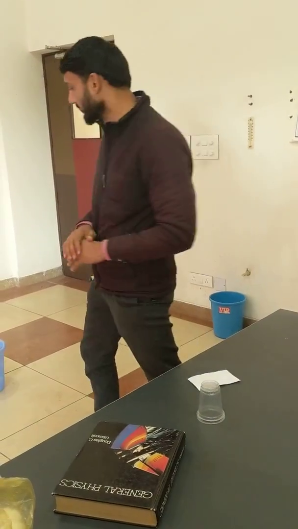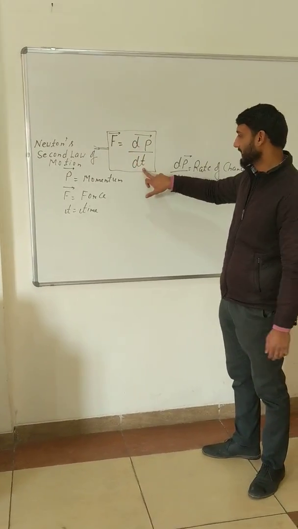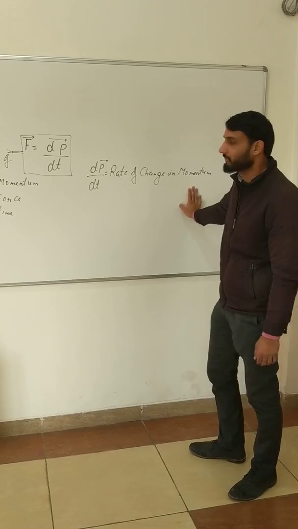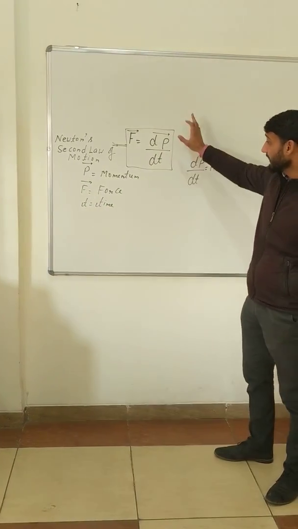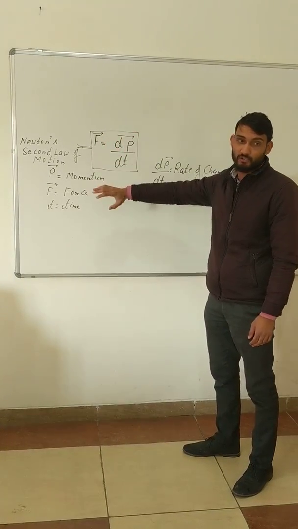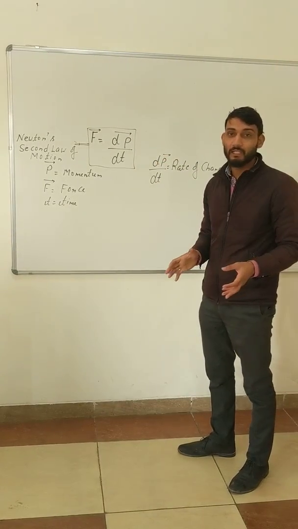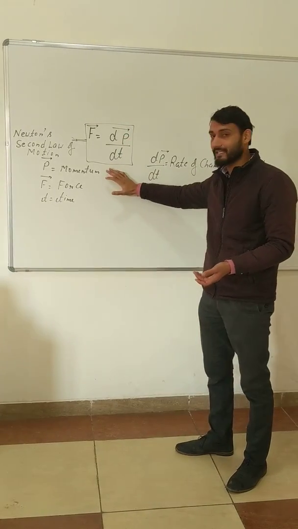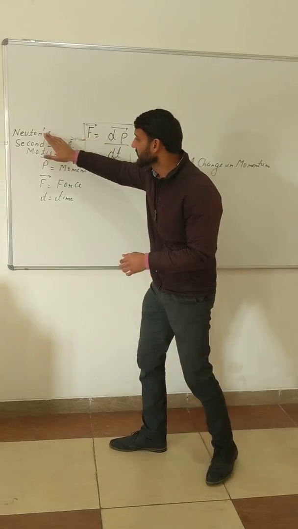Now coming to Newton's second law. For Newton's second law, we have the equation F = dp/dt, where dp/dt is the rate of change of momentum, p is momentum, F is force, and t is time. So basically this rate of change of momentum is equal to, or you can say directly proportional to, the force. If the rate of change of momentum is fast, then the force applied will be more. But if the rate of change of momentum is slow, the force applied will be less. And this is Newton's second law of motion.